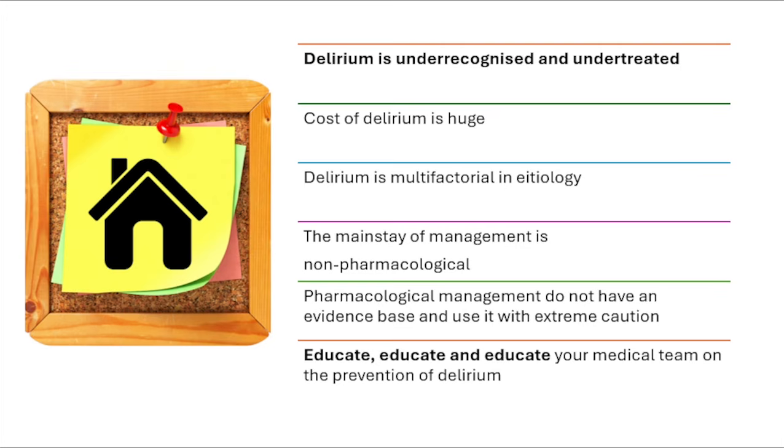The most important thing is to educate your medical team on prevention of delirium. So this is the most important thing. In the prevention of delirium, systematic screening is really important. Raising awareness among medical professionals is again really important, and understand that delirium is just a presenting symptom. There can be a lot of underlying causes, and the causes are multifactorial, right?